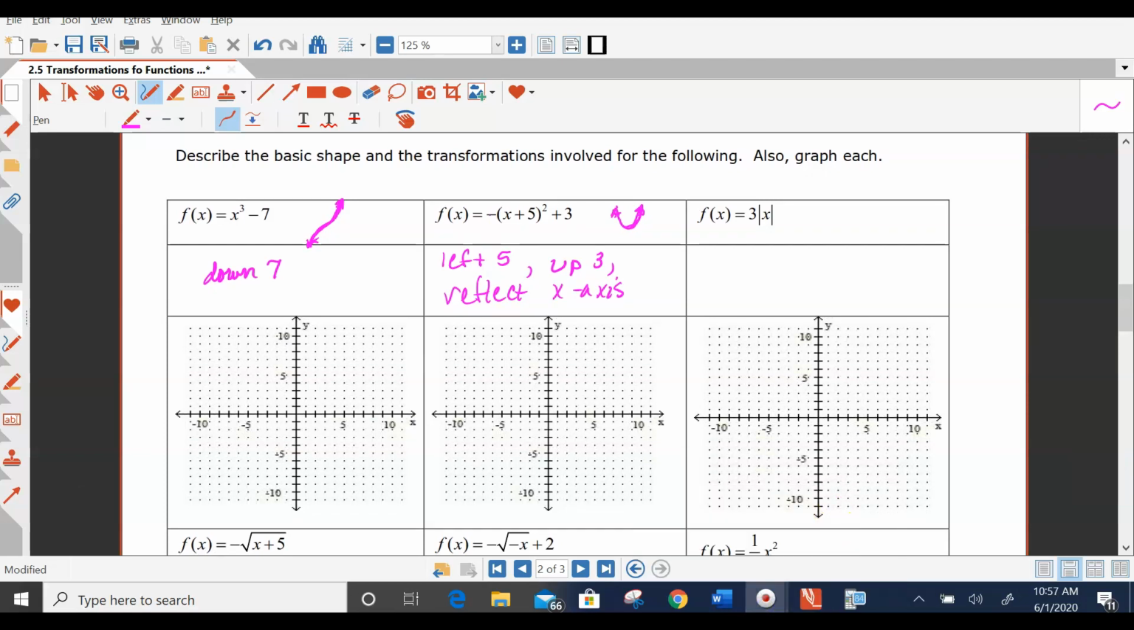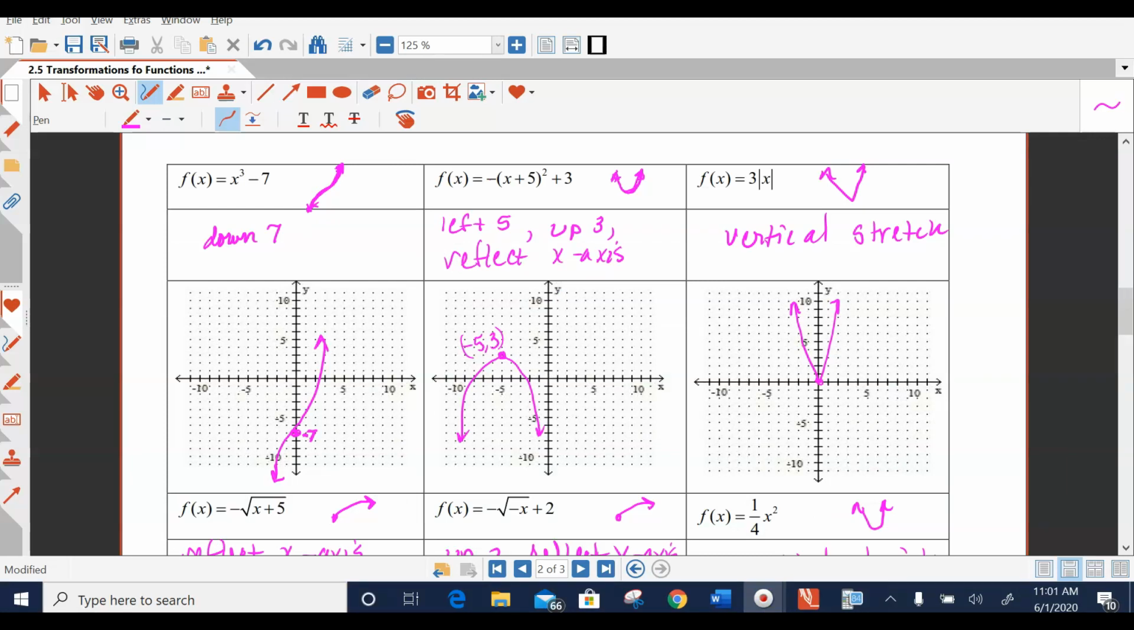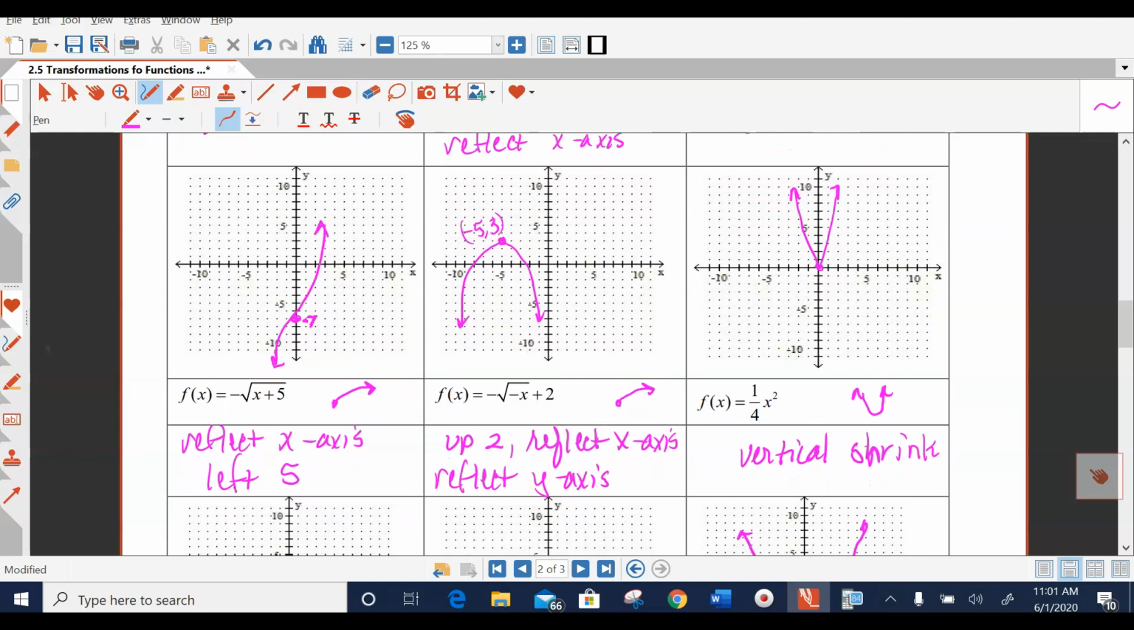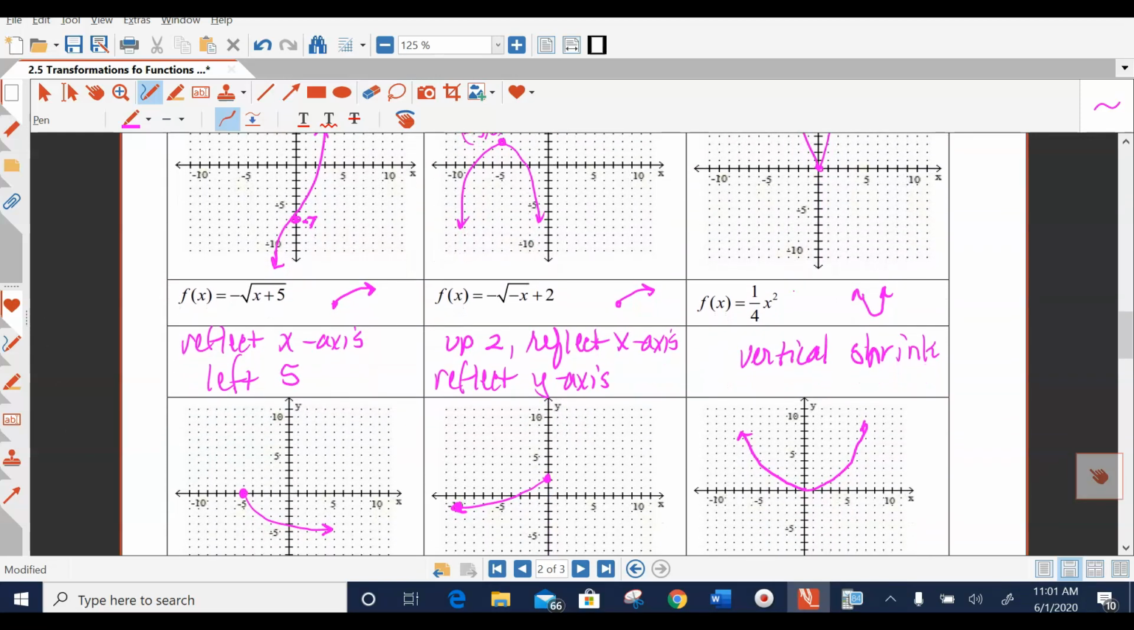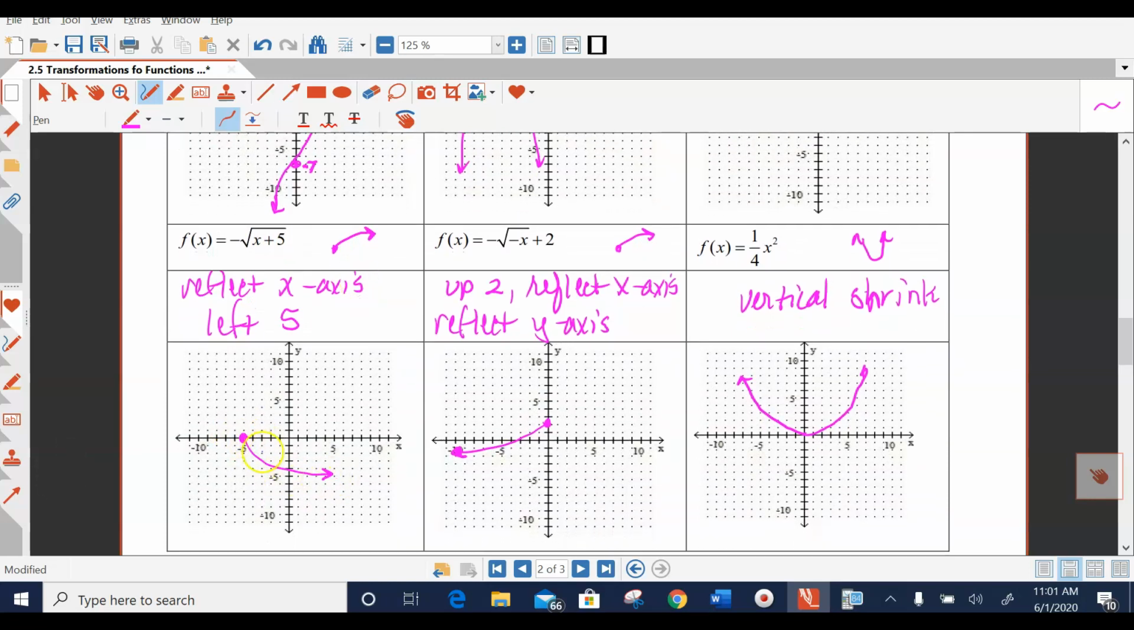So compare your work with what I have here. You can look at my description of vertical stretch, and so we see a thinner V shape. Here, we're reflecting across the x-axis because of the negative in front, and we're going left 5 because of the 5 inside, and we have that basic arcing shape. So it's left 5 reflected across the x-axis.